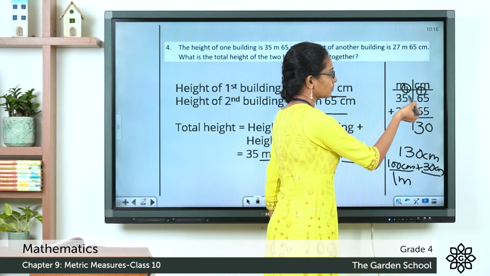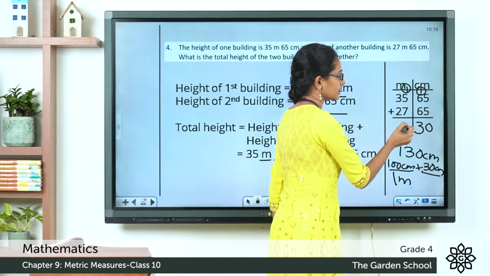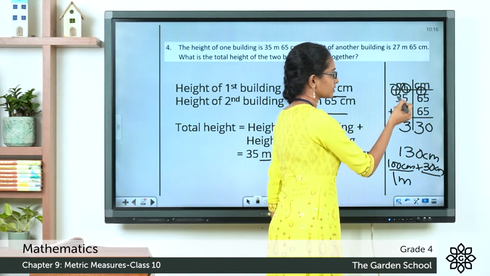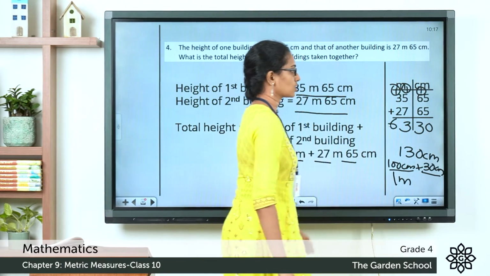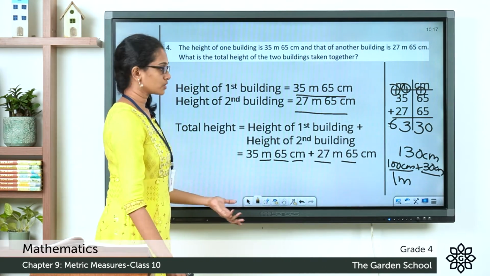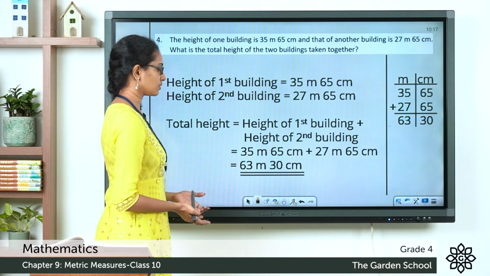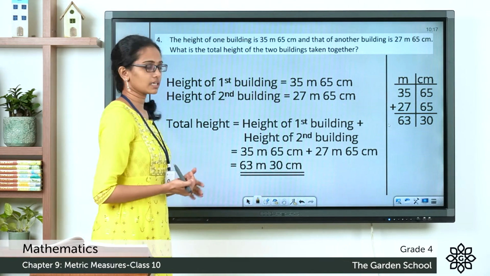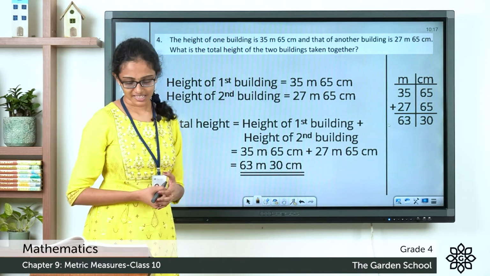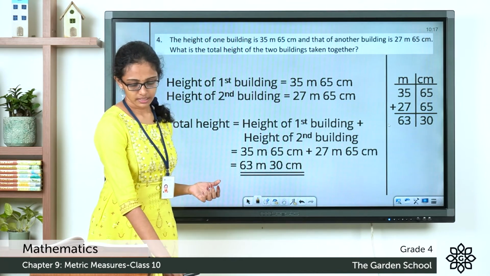Now here we have 5 plus 7, 12 plus 1, 13. A carry over here. 3 plus 2, 5 plus 1, 6. So what is the sum of the two heights? The total height of the two buildings taken together is equal to 63 meter 30 centimeter. Hope this is clear to you. Let's move on to the next question.